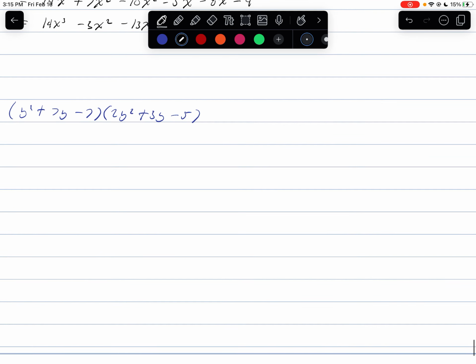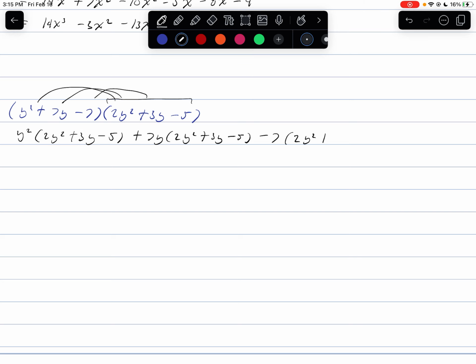Okay, let's look at one more example. What if we have here two trinomials multiplied together? So each of them has 3 terms. Well, it's the exact same process. So we can take this whole term here and distribute it to each of these terms here. So we'll have y squared times 2y squared plus 3y minus 5, plus 7y times 2y squared plus 3y minus 5, minus 7 times 2y squared plus 3y minus 5.